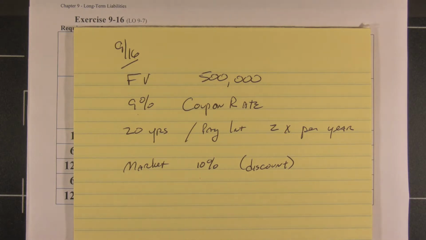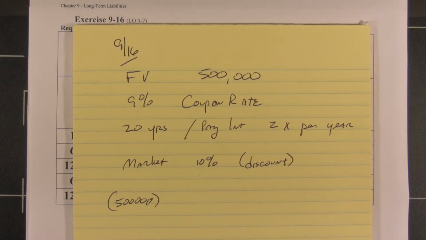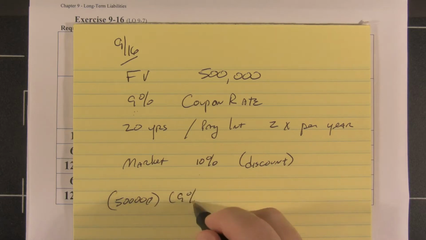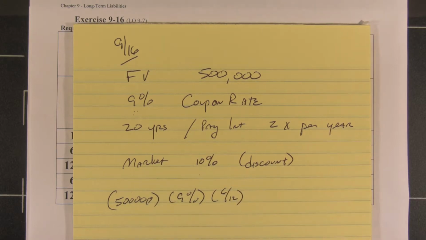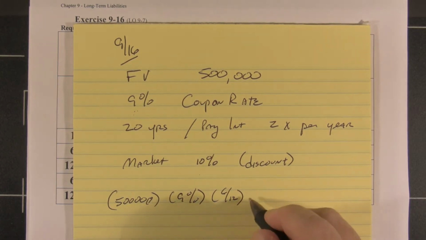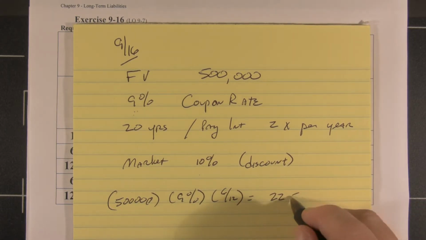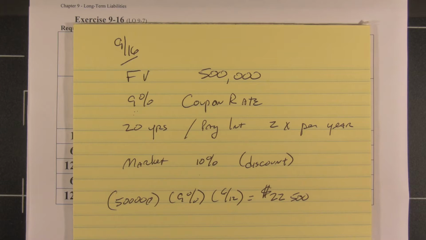And we have to figure out our annual interest payments. So that's $500,000 times 9% times 6/12, because we pay it twice a year. So when we do that, each interest payment that is mailed out is $22,500. That's how much we're going to send out.